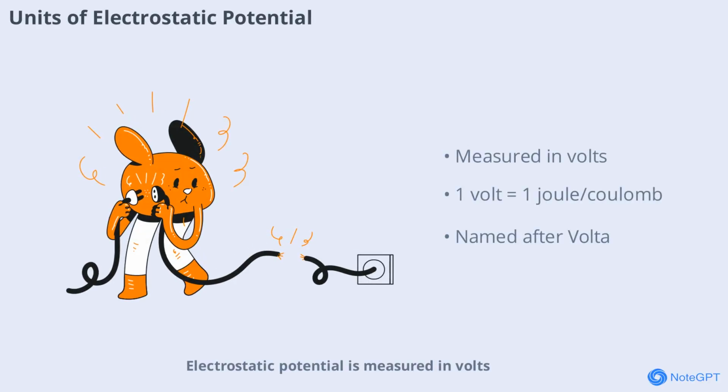Electrostatic potential is measured in volts, named after the Italian physicist Alessandro Volta. 1 volt is defined as 1 joule of work per coulomb of charge. This unit helps us quantify how much energy is involved in moving charges within an electric field. In practical terms, household batteries typically provide 1.5 volts, while the outlets in your home supply much higher voltages. Understanding these units allows us to compare different sources of potential and design circuits that operate safely and efficiently.